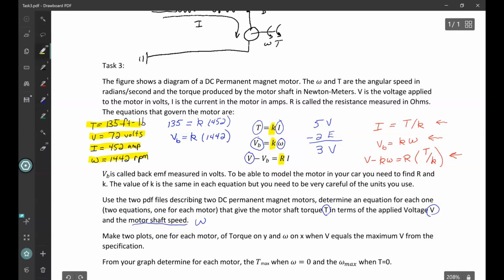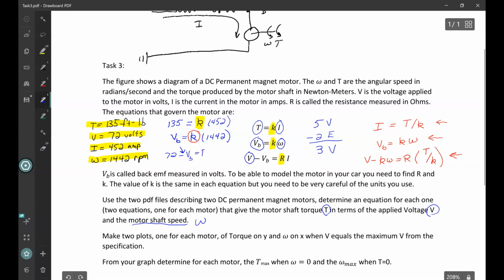So the point is that you can take the top equation once you convert your units, and you can get the K. Once you have the K, you can take the K and you can stick it into the second equation, and you can get the VB. Now that you have the VB, then you can put into the bottom equation. You say your V is 72. You know your VB, so you just bring it down.